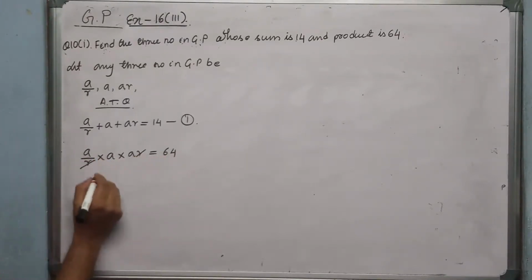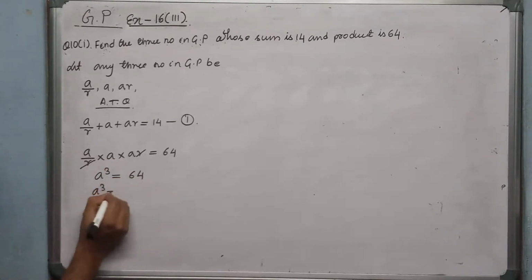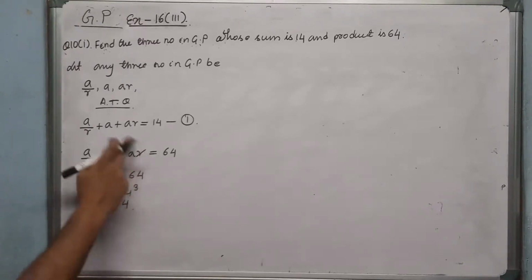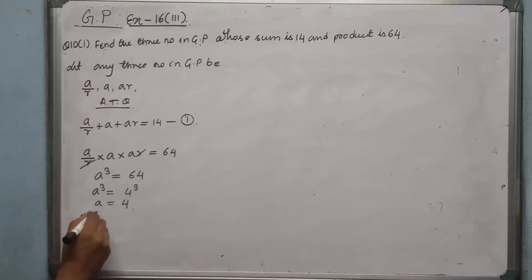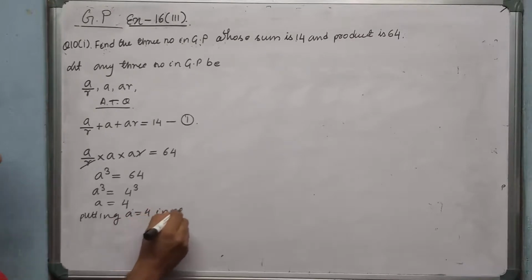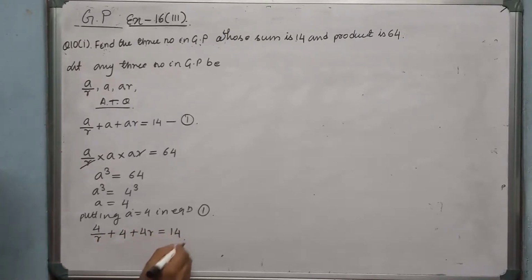Cancelling, A into A into A is A cubed, which is equal to 64. 64 we can write as 4 cubed. That means A is equal to 4. Now substitute the value of A in equation number 1. Put A equal to 4 in equation number 1 so that we can calculate the value of R. That is 4 by R plus 4 plus 4R is equal to 14.